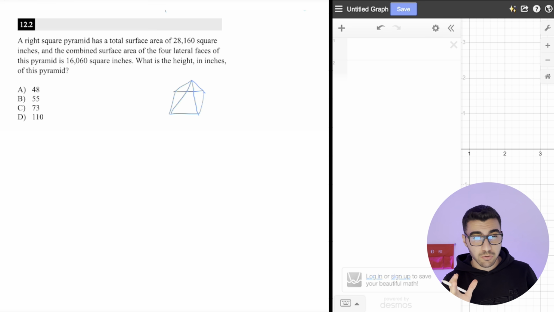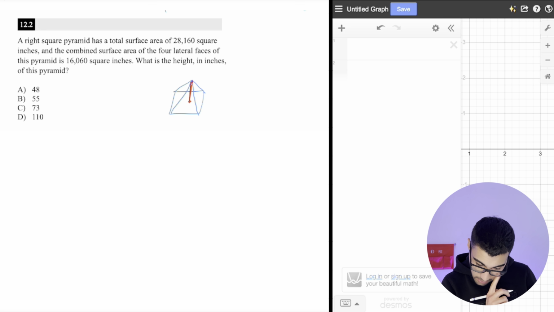Now, the second pyramid question says a right square pyramid has a total surface area of 28,160 square inches, and the combined surface area of the 4 lateral faces of this pyramid is this number. What is the height in inches of this pyramid? The height of the pyramid. So we're looking for this. From the tip of the pyramid to the base, this is the height of the pyramid. This is what we're looking for.